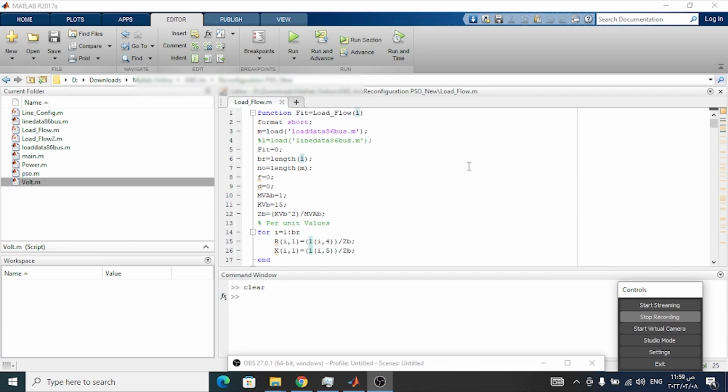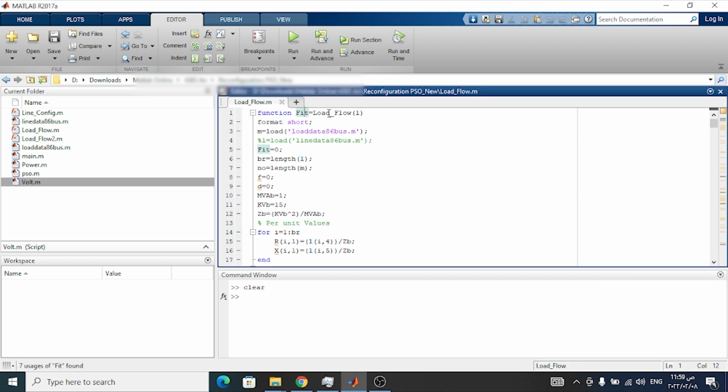In this video, we will explain a load flow code. The first thing is the function of load flow. We have to input the line and the line configuration, and the output is the fitness function, and we define the fitness function later. So the format is short.